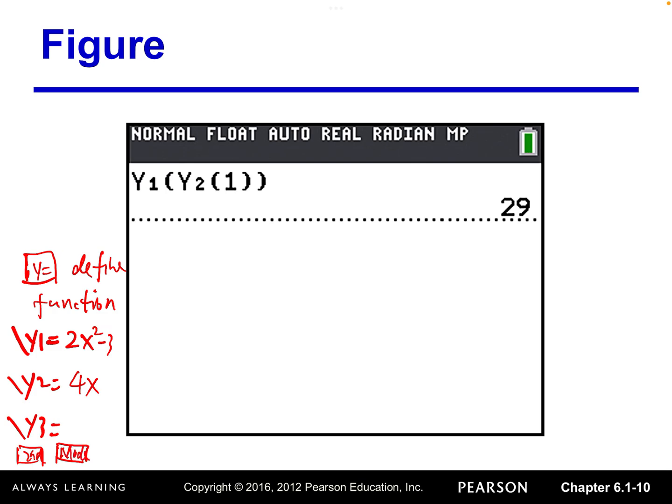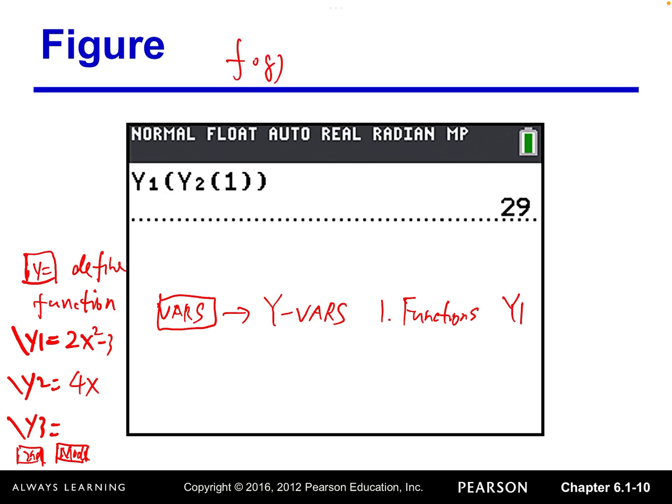And then we call the function, which is use vars. Then use the arrow key to move to the y vars, and choose option 1, which is evaluate functions. It will list all the function names, and we choose the first one, y1. We try to evaluate f composed with g, which is a, when x equals 1. Since we use y1 to define f of x, that's why we want to call y1.